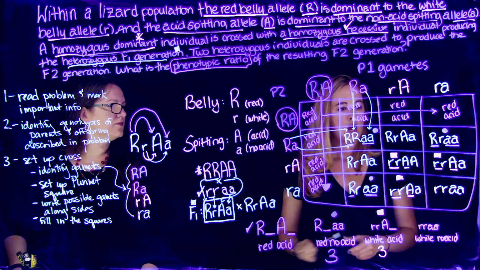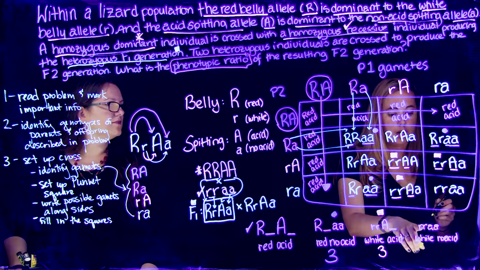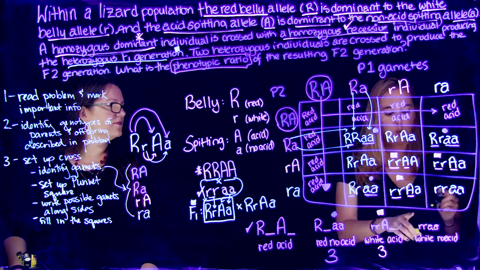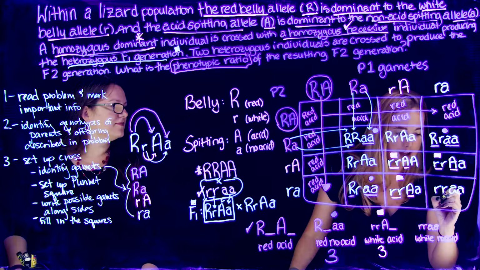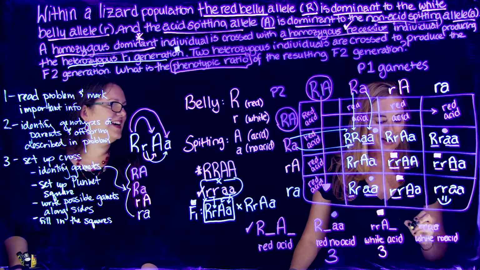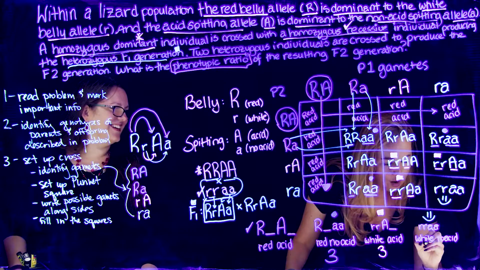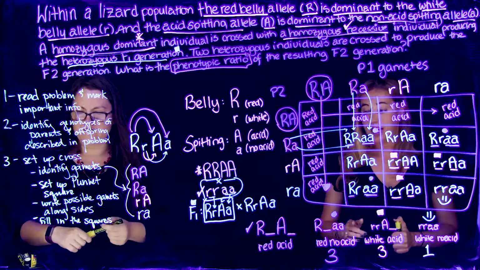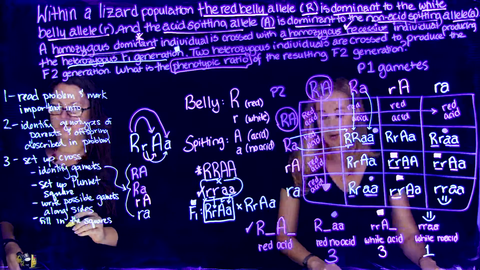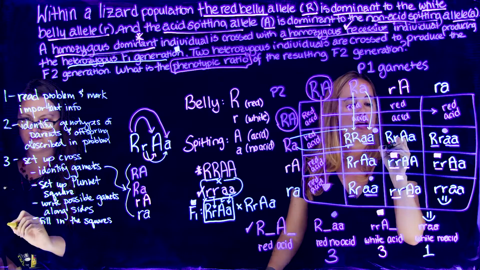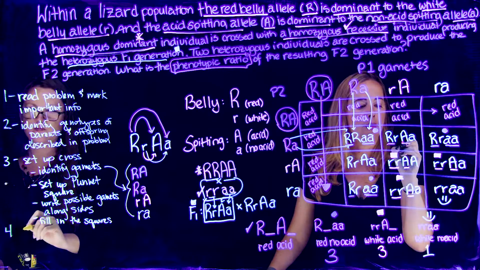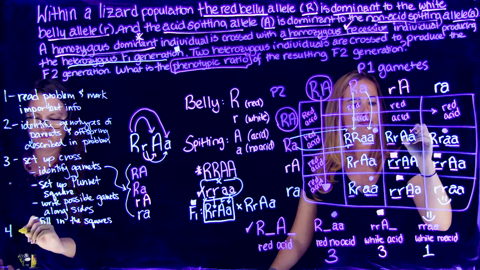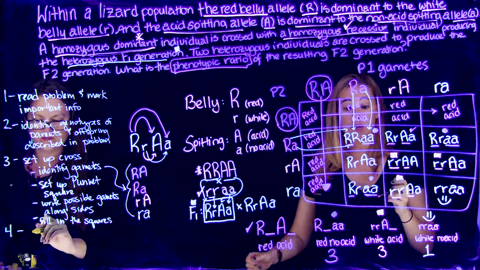Cool. Then we go, okay, lowercase r, lowercase a, lowercase a, white. I've only got one of you, right? But you notice there's still some boxes that I haven't filled in. Aha, they're going to go back to our red and acid, right? Capital R, capital A, oh, you're red-bellied and you spit acid.